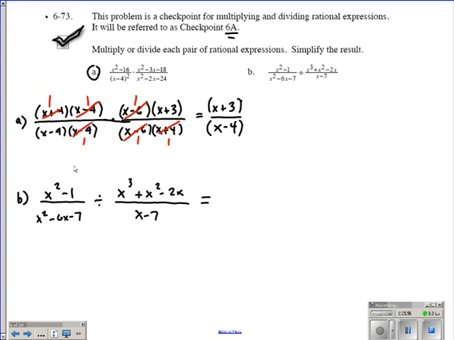So we've got here, and I'm going to go ahead and factor at the same time, save some time. x squared minus 1, difference of squares, just like x squared minus 16. We should end up with x minus 1 times the quantity of x plus 1. The bottom here, x squared minus 6x minus 7. We should end up with x minus 7 times the quantity of x plus 1.